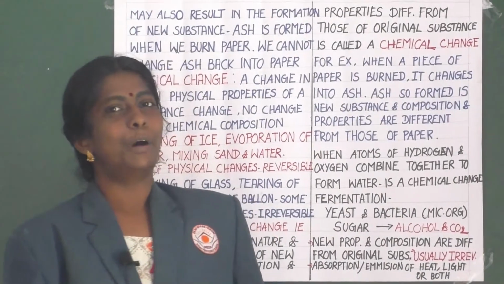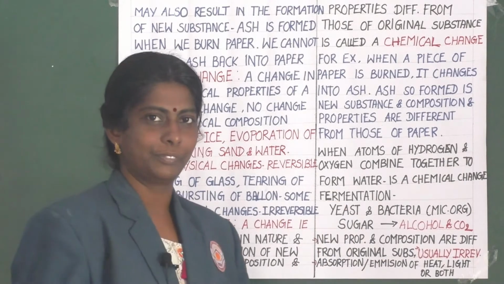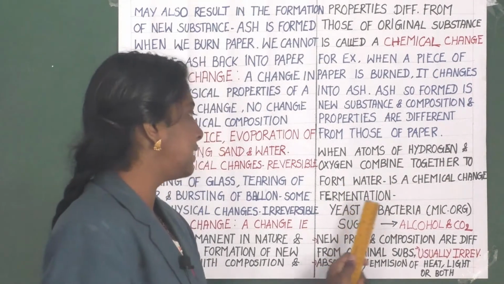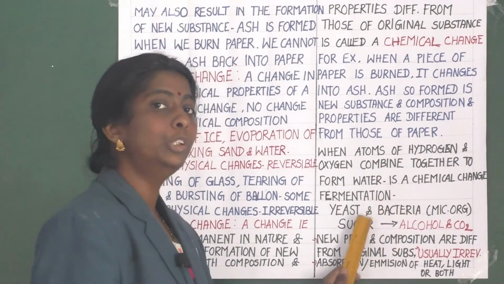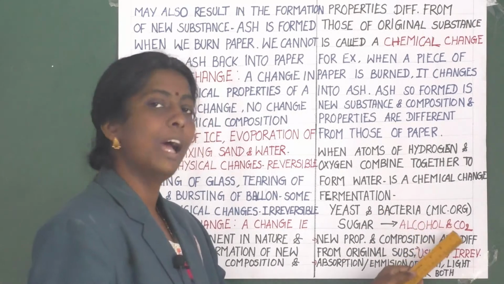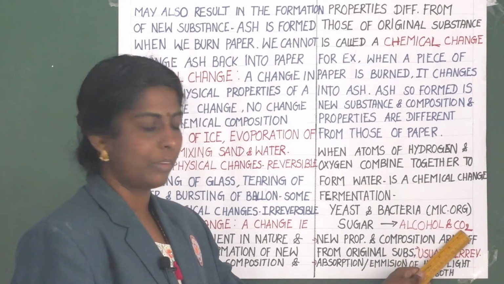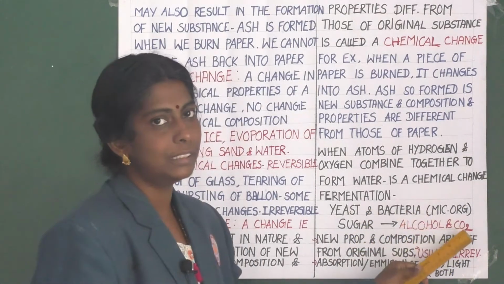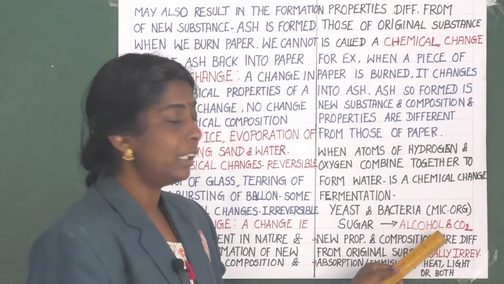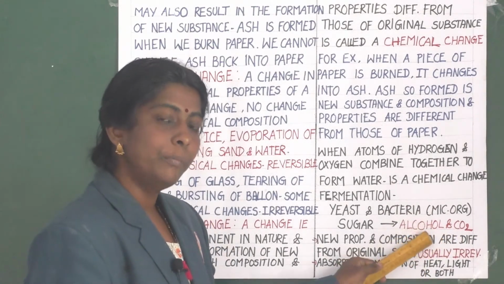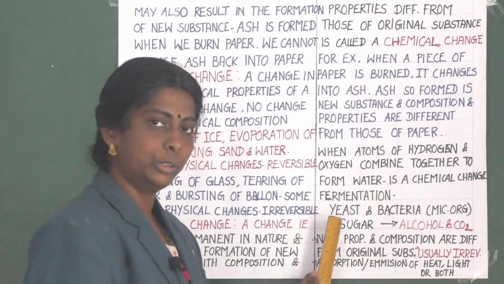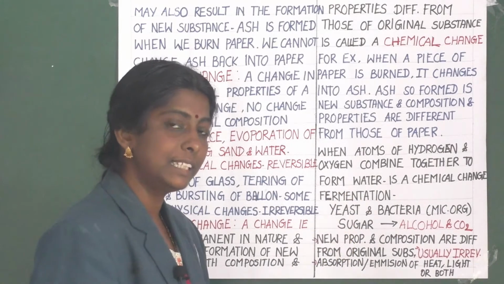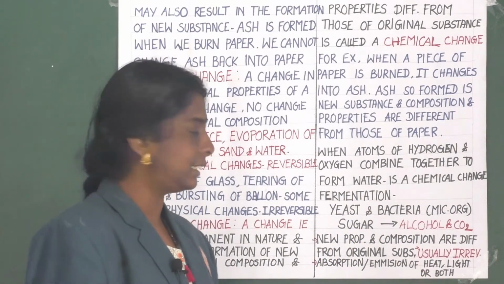Yes, children. Now about fermentation. Okay. So microorganisms like yeast and bacteria break down sugar into alcohol and carbon dioxide. So this is a chemical change and also it is an irreversible change, where the alcohol which is formed cannot be turned back to its original sugar. So, this is one example of chemical change and irreversible change.